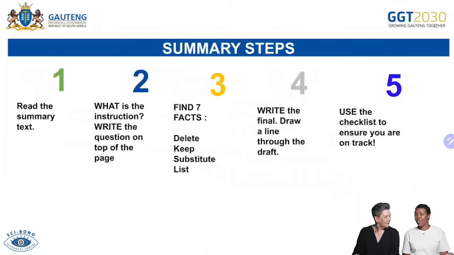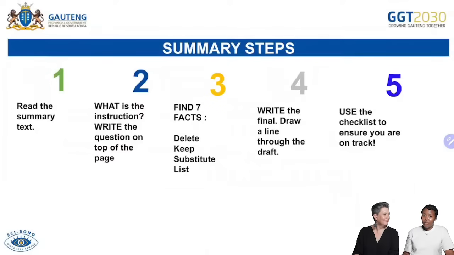And why is that important? Because you know that as you move to find 7 facts, which is step number 3, you would have a clear question that you are focusing on. As soon as that is done, you then begin to do the delete, keep, substitute, and list method. What do we mean? As you read the first sentence, you ask yourself this question: does it answer the question that you've highlighted or written in big bold letters? And if it does, then you keep that. If it doesn't, you delete it.